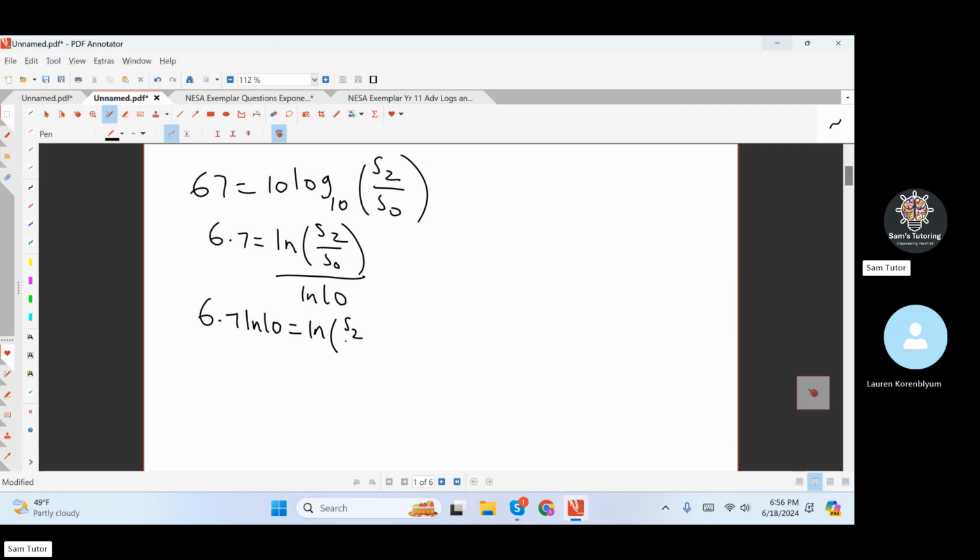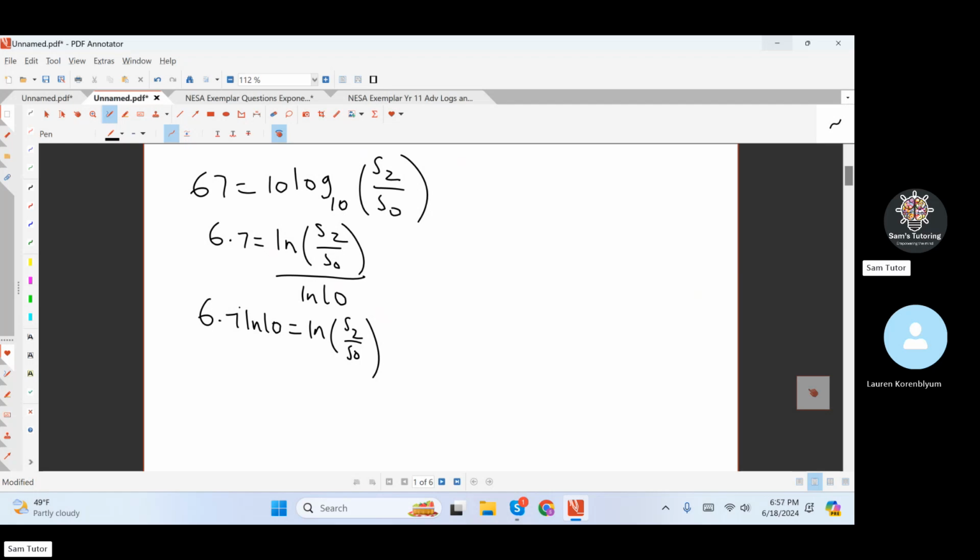You can't have a non-ln with an ln like that. So what are you going to do with the 6.7? One of your log laws, try to remember. What are you allowed to do with the numbers in front of your logs? Change it to the power. Done.